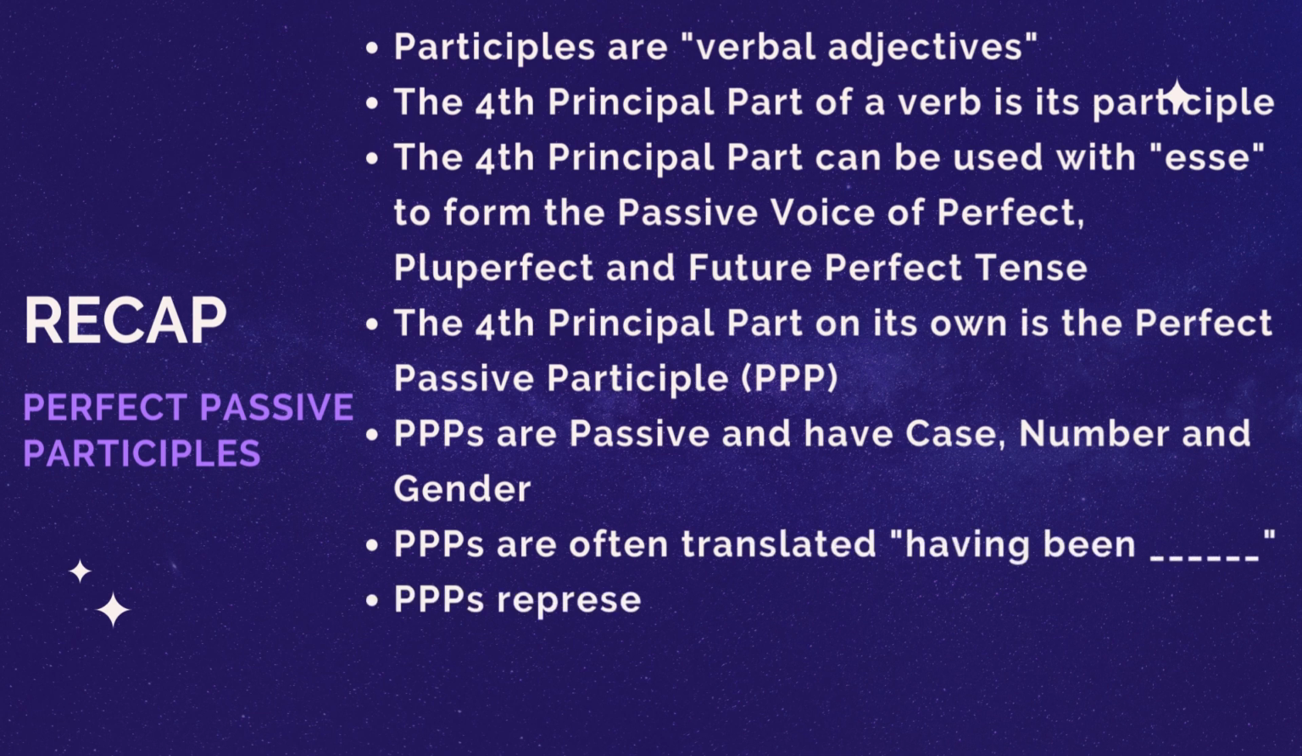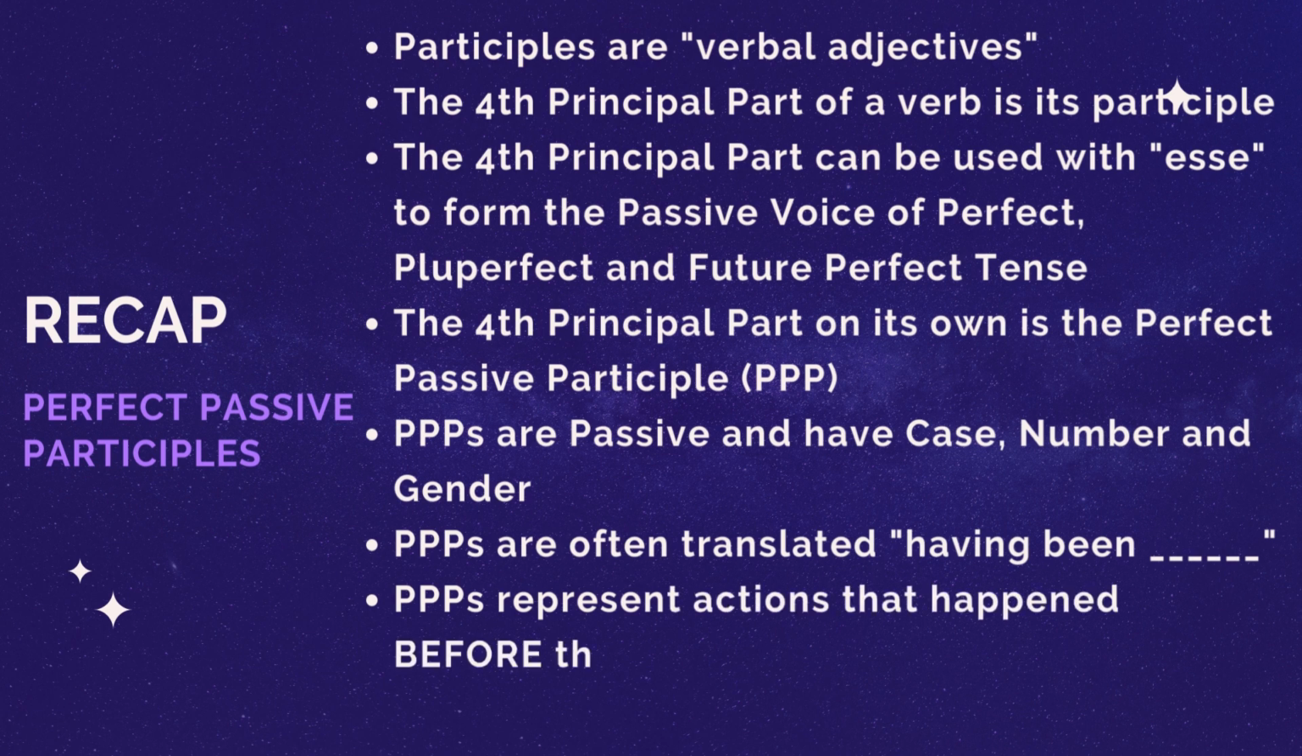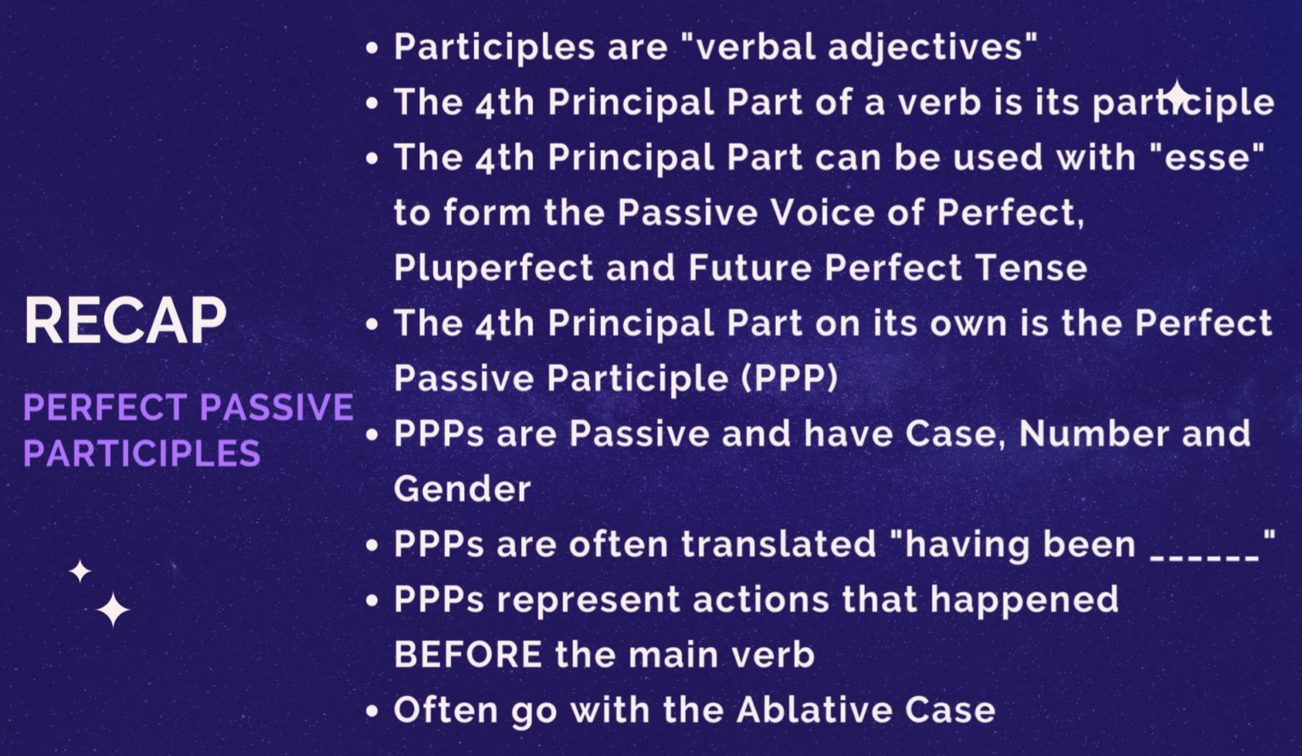The PPP, we abbreviated. Perfect passive participles are passive, right? Just like the name implies. And they have their own case, number, and gender because they're adjectives, right? They're going to match their noun in case, number, and gender. They're often translated as having been blanked, right? Having been summoned, having been called, having been praised, whatever you're saying. There's other ways to do it, though. That's just sort of the basic translation, but there's a couple different ways to do it. As long as you're keeping that passive element and the perfect element, you're going to be fine.